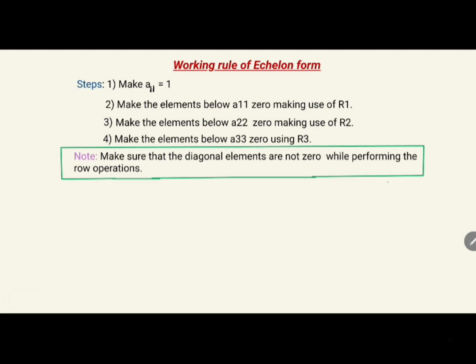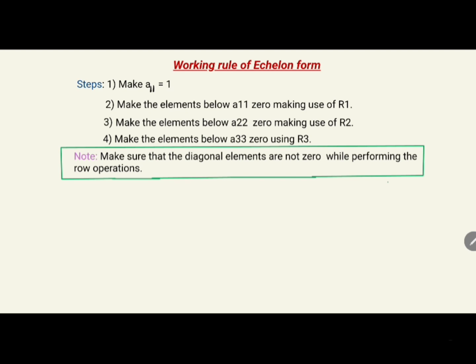The first step is we have to make the first element, that is A11, as 1. That means we have to check for the possibilities of swapping with any other row which has the first element as 1. These steps I will explain with an example later. Now first listen to the steps.